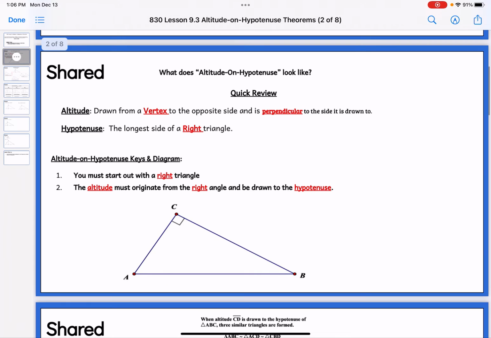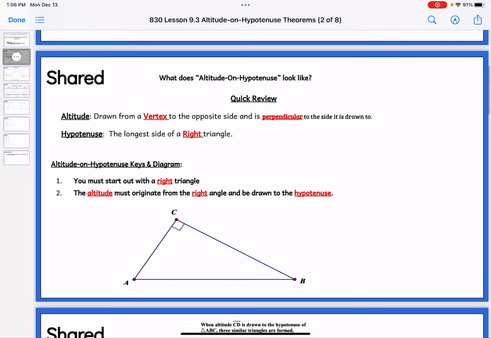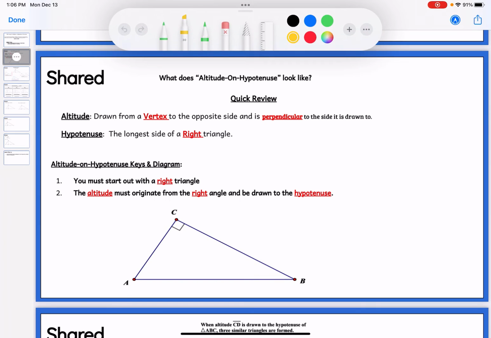Just a review, this is not something you would necessarily have to write down. What an altitude is, because this is called the altitude on hypotenuse theorem. So we're going to review what an altitude is and what a hypotenuse is. An altitude is drawn from a vertex to the opposite side and is perpendicular to that opposite side. And the hypotenuse is the longest side of the right triangle, or the side across from the right angle.